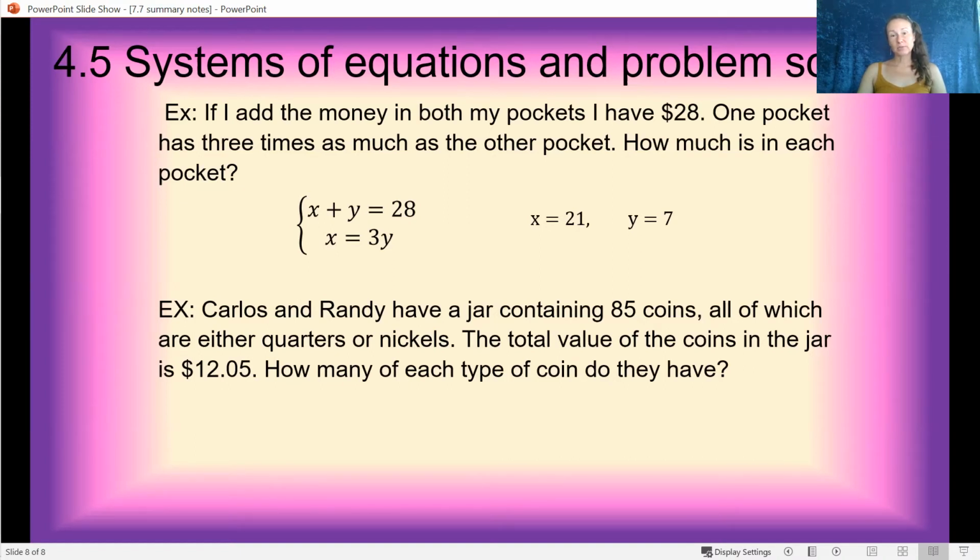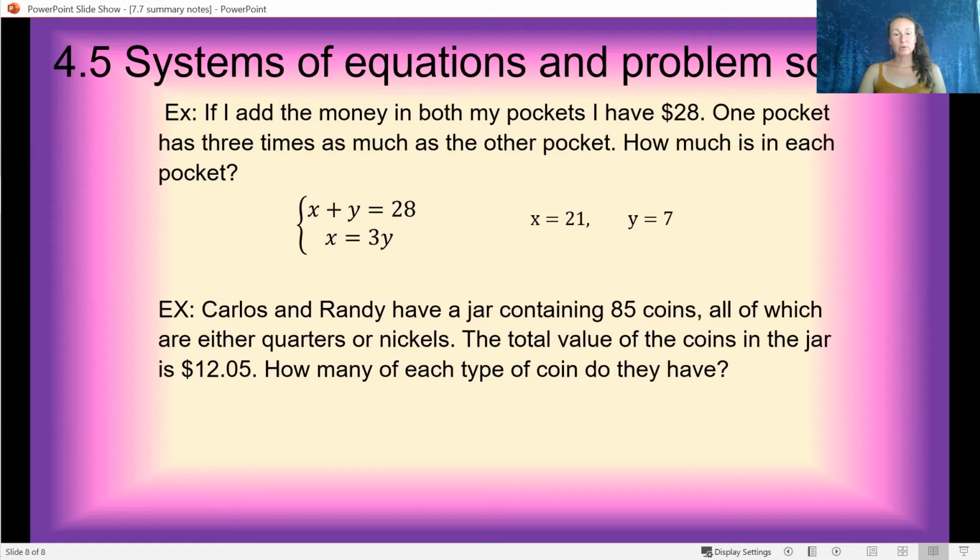This question is a little bit tricky because we want to know about the number of coins. Okay, how many pieces of coins? But one thing that they give us is the total dollar value of these coins. So you want to really understand what our variables are going to represent.